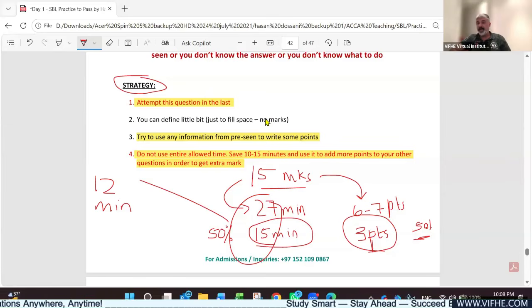SBL is all about smart planning. It's not about hard work. It's not SBR or AAA. That is why I'm saying SBL is very, very different. It is testing your smartness. If you are not smart, if you are not able to plan, if you're not cunning, you are not a good CFO and you will be my repeat customer, which I don't want.